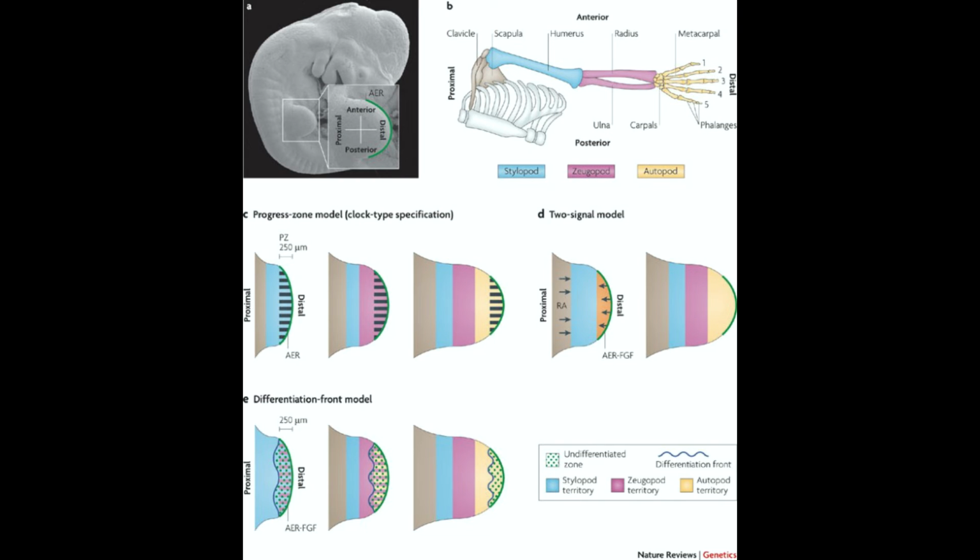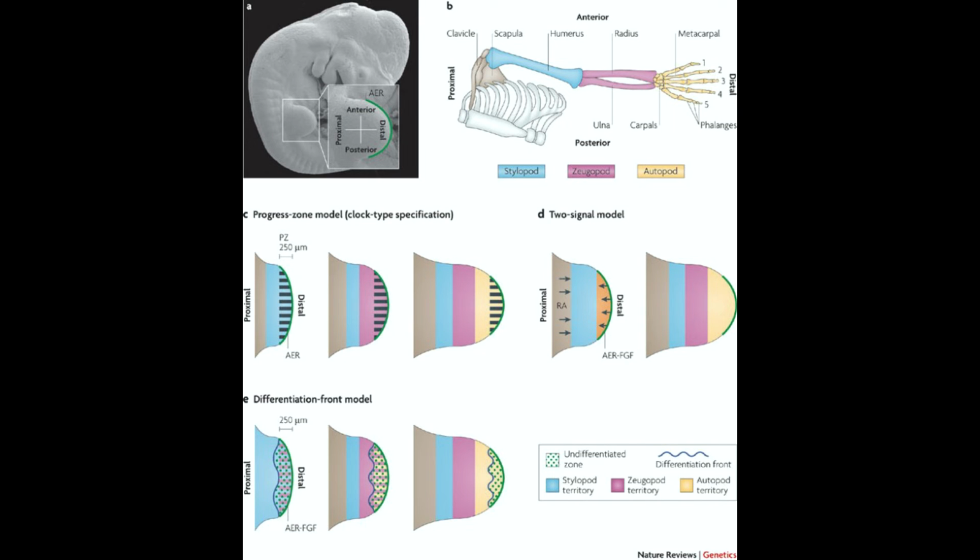So this yellow area is what we call the autopod, the pink area is the zygopod, and the blue area is the stylopod. So these are just embryological terms or names for the parts of the upper extremity. So for the autopod, this is the hands, the zygopod, this is the forearm, and the stylopod, that is the upper arm.